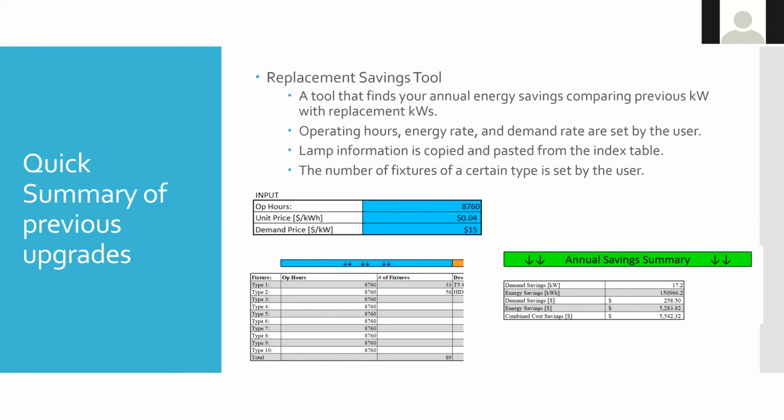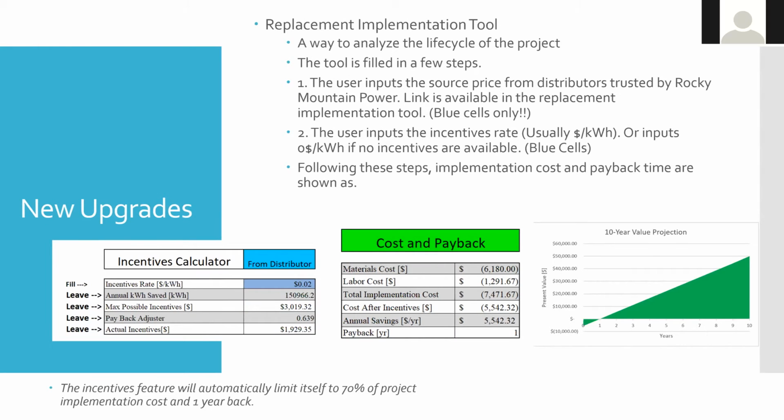So after you have your information in the database, you can use the replacement savings tool. Basically, in here you just add the operational hours, the demand rate, the energy rate, which is in there as the unit price and demand price. You also copy the information from the index, and this tool will give you your annual savings from that replacement. Once you find your annual savings, you can move on to the replacement implementation tool.